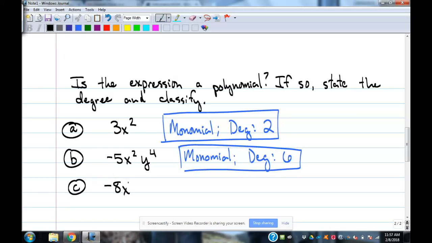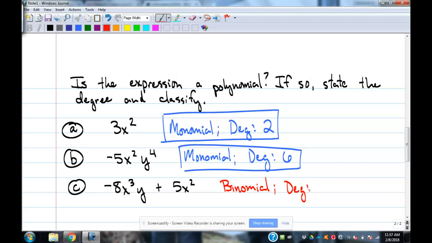Negative 8 x cubed y plus 5 x squared. That is a polynomial. Can we be more specific? How many terms does it have? It's got 1, 2, separated by a plus sign. So that is a binomial.